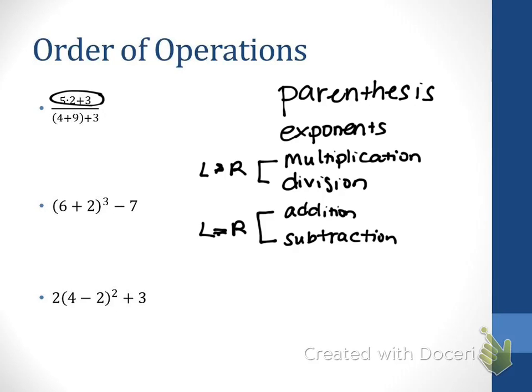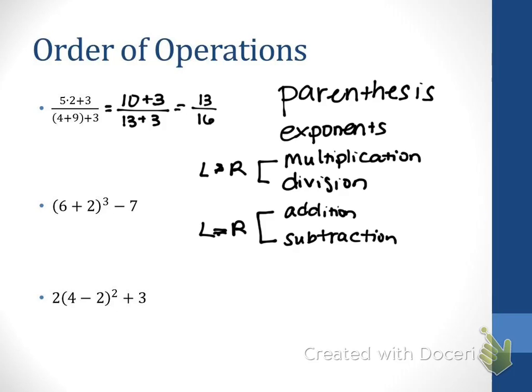Okay? So let's say, if I'm going to do everything on the top, 5 times 2 plus 3, what would I do first, Brianna? You would multiply. Okay, multiply. 5 times 2 is 10. Then I have 10 plus 3, which is 13. So I simplified everything on the top. Now to the bottom. What would I do first in this problem? Vincent? Parentheses. 4 plus 9 is 13 plus 3. What's 13 plus 3? 16.